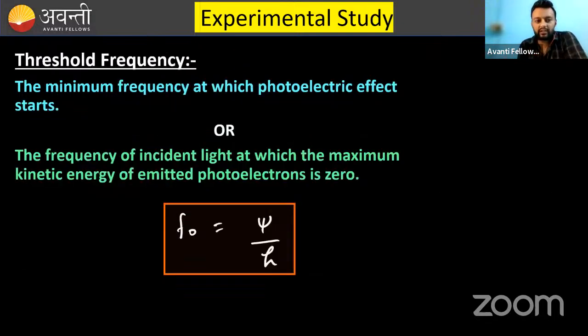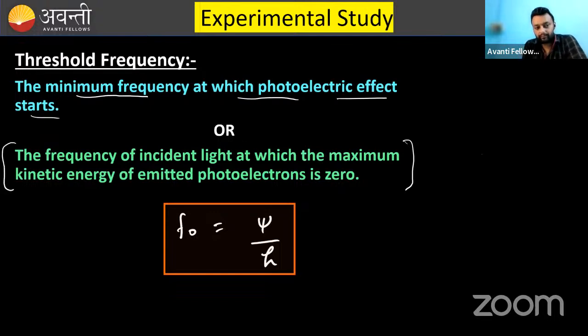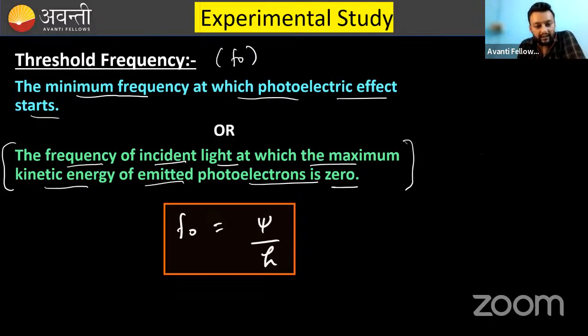Moving further. Threshold frequency. Now there are some basic formulas. What is threshold frequency? The minimum frequency at which photoelectric effect starts. Now, remember another definition which is also very important. The frequency of incident light at which the maximum kinetic energy of emitted photoelectrons is 0. That means the emitted photoelectrons just come out without any energy. They just come out of the metal and stand like that. They don't have energy to move. So in such a situation, the frequency is known as threshold frequency. It is denoted by f naught. And the formula for that f naught is on your screen, psi by h. Important relation.